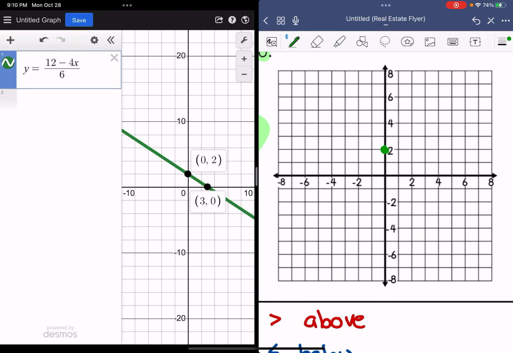Zero, 2, 3, 0. I see some other points on here. Negative 6, 6. If you're having trouble seeing those points, you do not have to use more than just those 2 that are given. Okay, you do not have to. I do see one down here, though, that I want to use. 6, negative 2. I just want my line to be as straight as possible. I'm going to connect the dots.